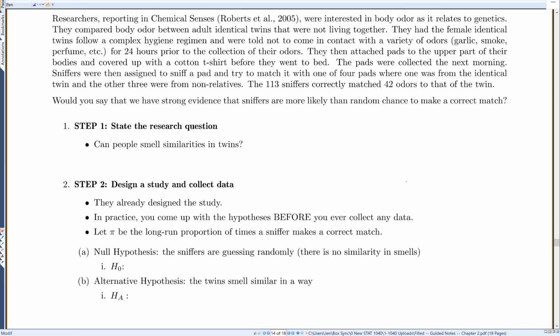Now, if they're randomly guessing, what should be our chance of getting one correct? Okay, so if you remember, there were 4 pads, okay, 1 was the correct, 3 were wrong. So if they're randomly guessing, it's actually going to be a 0.25 or 1/4 chance that they can get it correct if they're just guessing. This is different than most of what we've been doing with the 0.5.